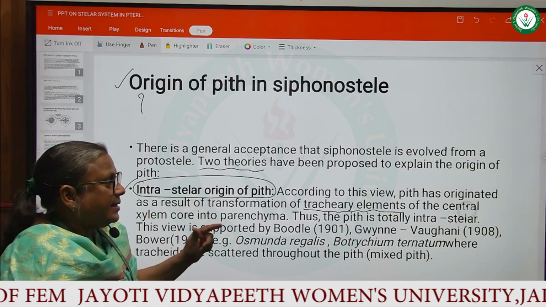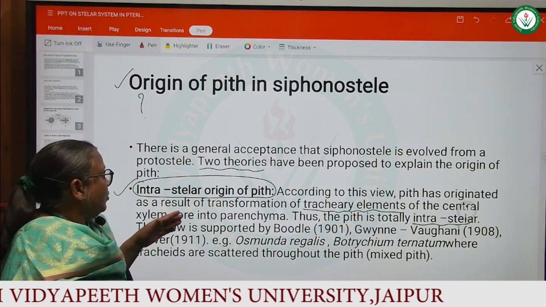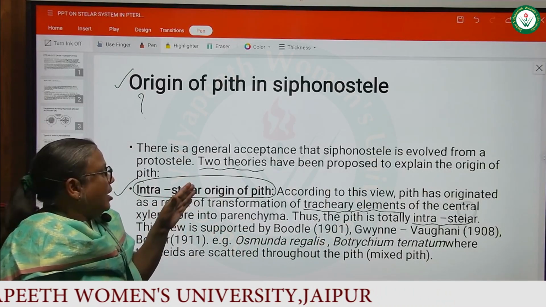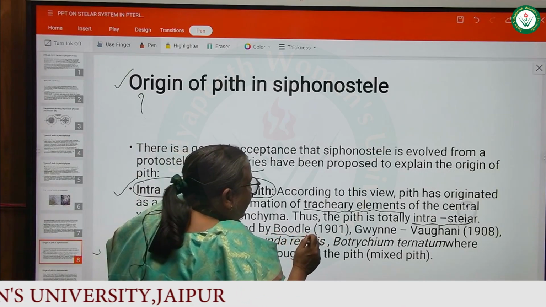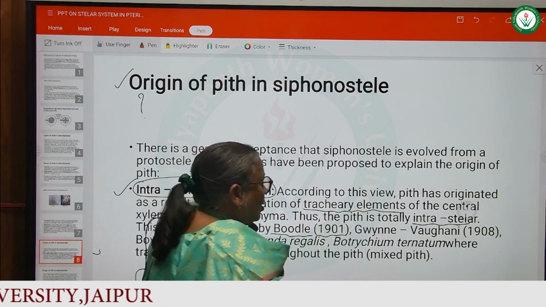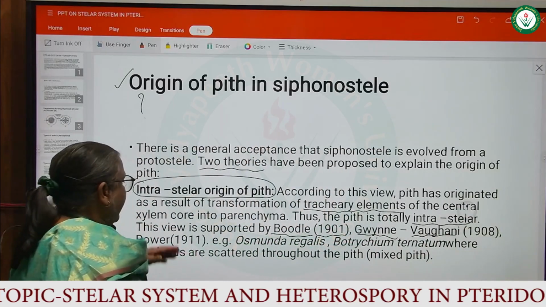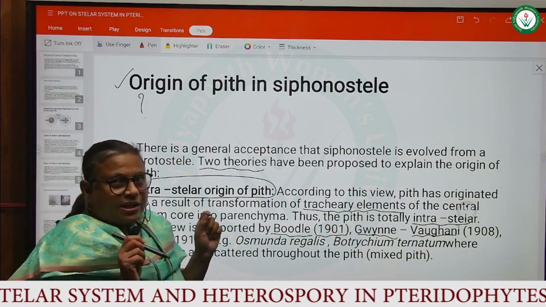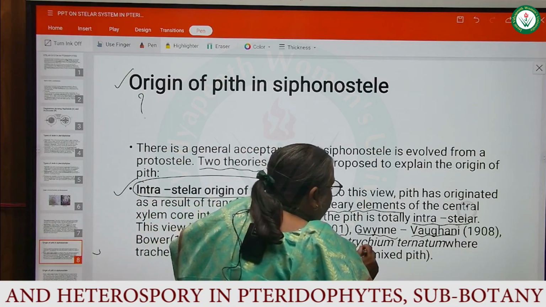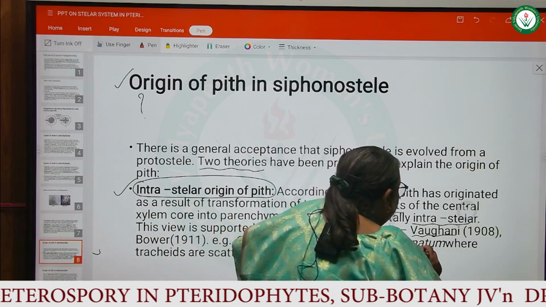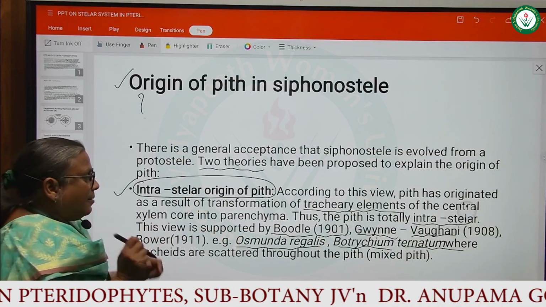Thus, the pith is totally intrastelar. This view, that is the intrastelar origin of pith, has been supported by Boodle in 1901 and Vaughan in 1908, and it is found in Osmunda regalis, Botrychium, and tracheids are scattered throughout the pith.